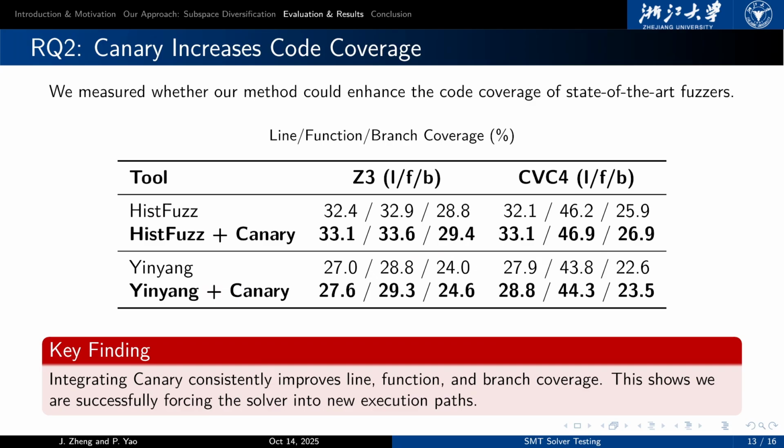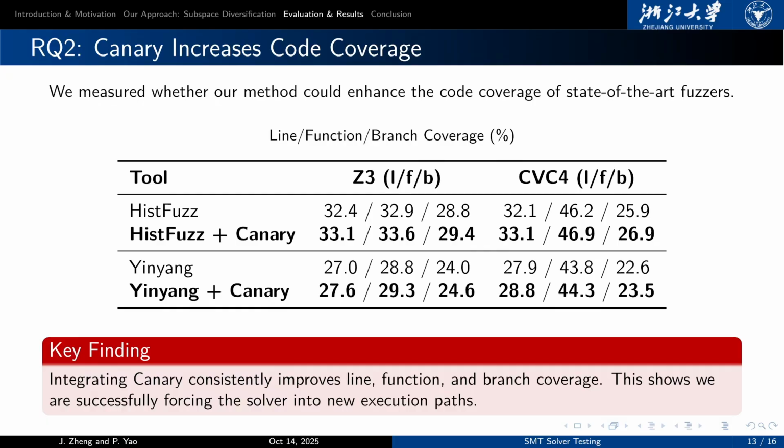Next, can our method improve code coverage? We integrated Canary strategies with baseline fuzzers. We use fuzz and yin-yang. We then measured the results. The table shows a clear trend. Integrating Canary improves line, function, and branch coverage. This is true for both Z3 and CVC5.